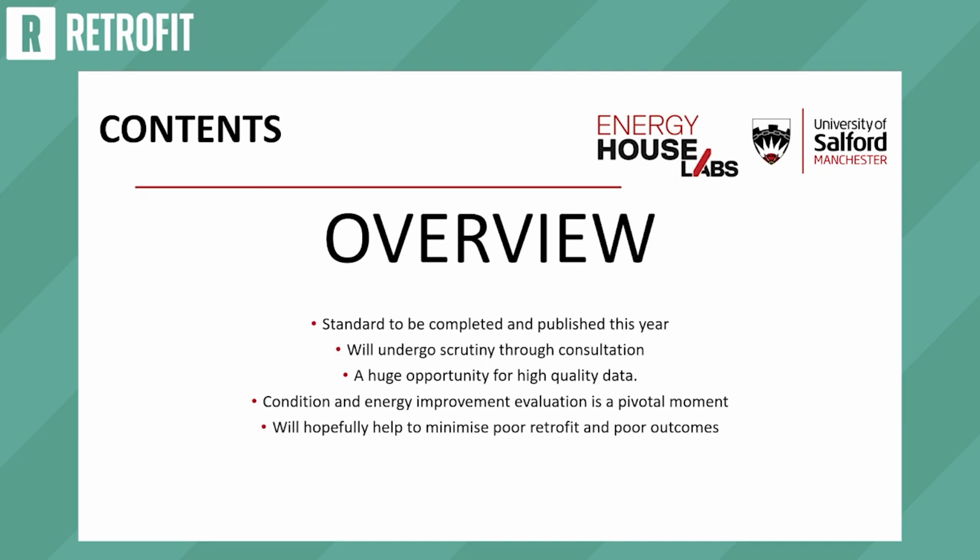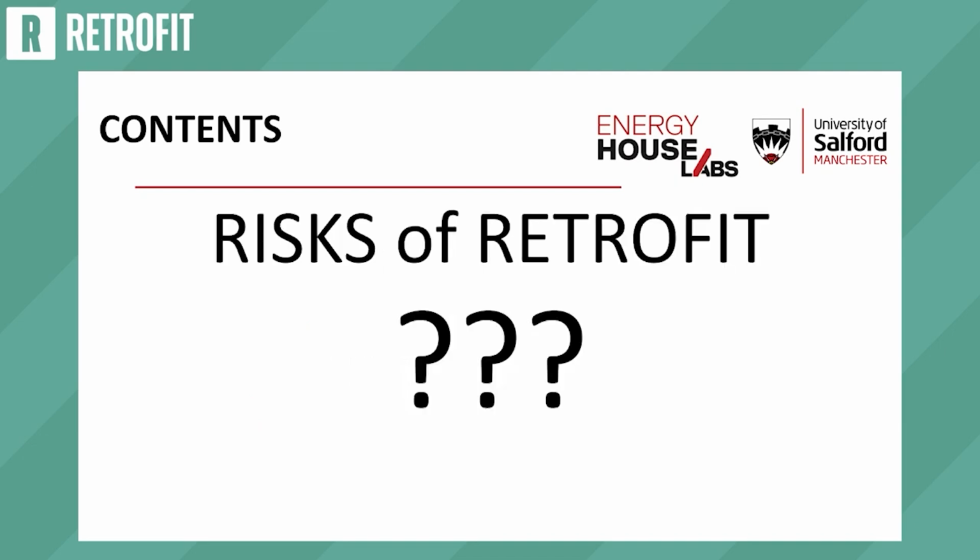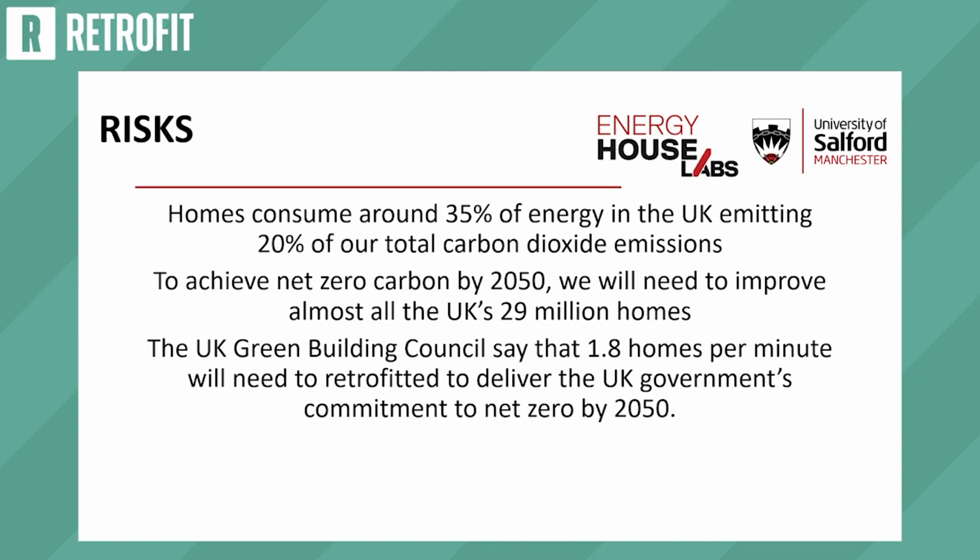So we always talk about risks. The risks of retrofit aren't things like solid wall and interstitial condensation. Yes, of course they are. They're risks to the occupant, they're risks to the building. But the risk is not doing it. If we look at these statistics, a good third of the energy and 20% of the carbon dioxide is from homes. We need to improve a huge amount of homes. 29 million homes we'll have to do in some way. 1.8 homes per minute up to 2050. I don't think we're quite there on that yet.